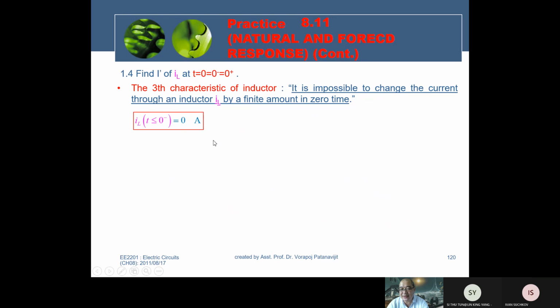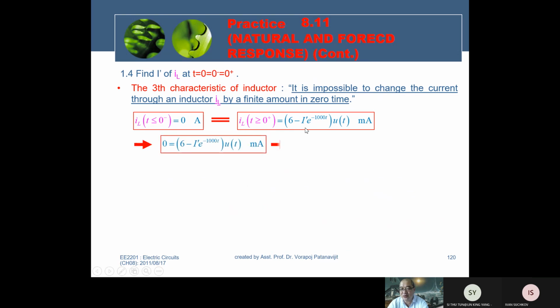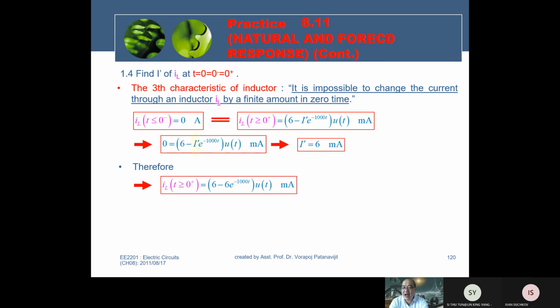The third characteristic of the inductor: it is impossible to change the current through an inductor IL by a finite amount in zero time. So IL at time 0 minus, IL at time 0 plus, both of them are equal. When you substitute everything, e power minus 0 gives you 1. Therefore you get the constant I hat equal to 6 milliamp. The general form of IL equals 6 minus 6 e power minus 1000 t, times u(t).